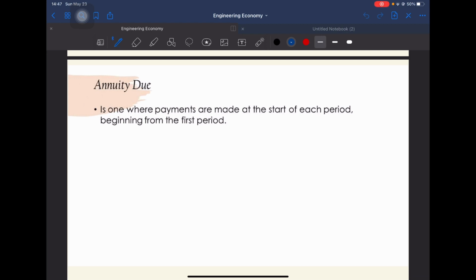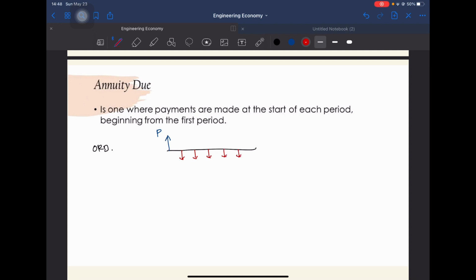When we say ordinary, let's compare. Let's say we have an ordinary annuity for 5 years. Let's say kotse na lang ang binili mo. So, now, nagkaroon ka ng kotse. That's its present worth. And then, hulugan mo siya for 5 years, ordinary annuity.